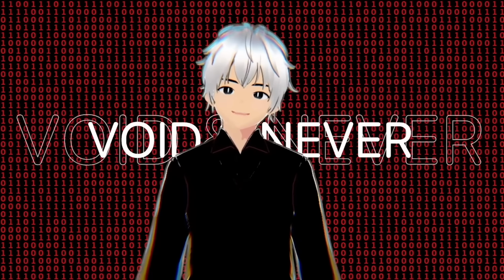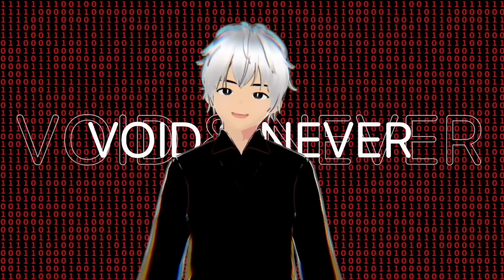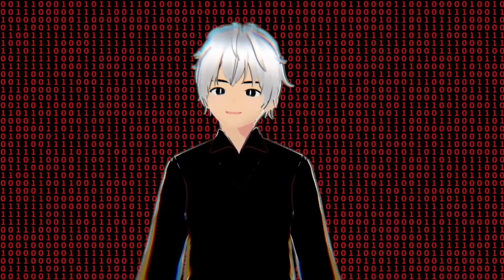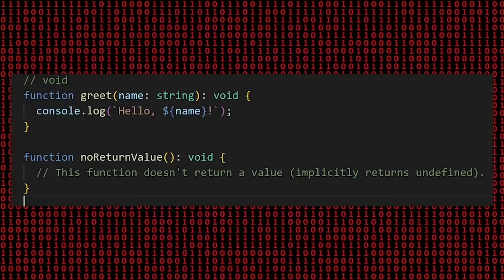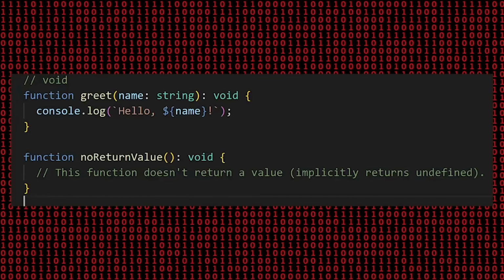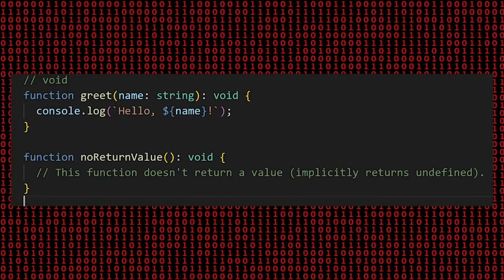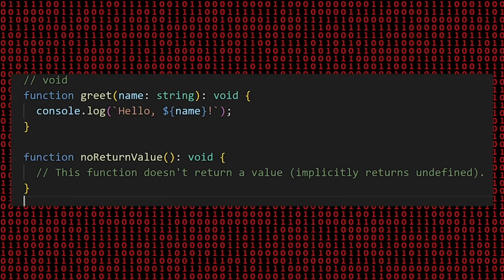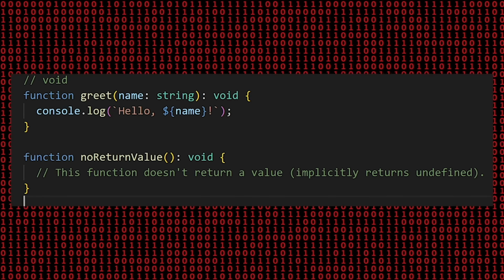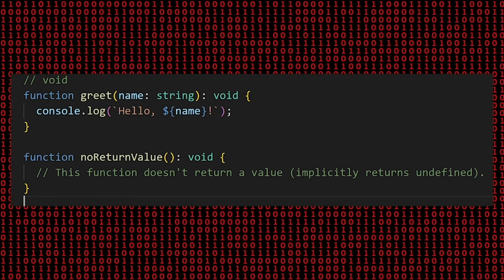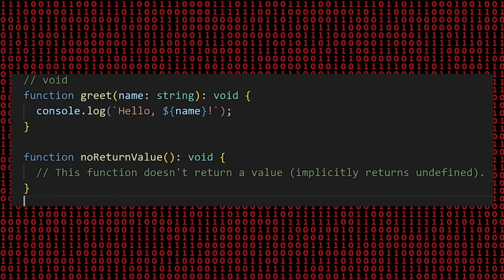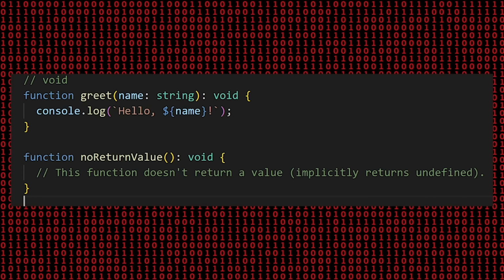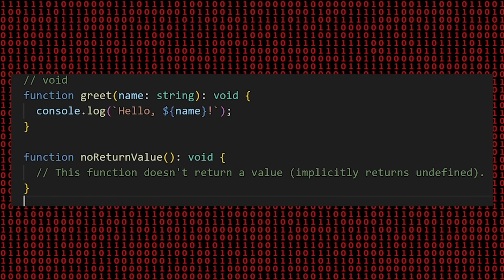Void and never. In TypeScript, void and never are two types that represent different concepts. One, void type. The void type is used to indicate the absence of a value. It represents a function that does not return any value or returns undefined. It's often used to annotate functions that perform actions or side effects but don't produce a meaningful result that needs to be assigned or captured.